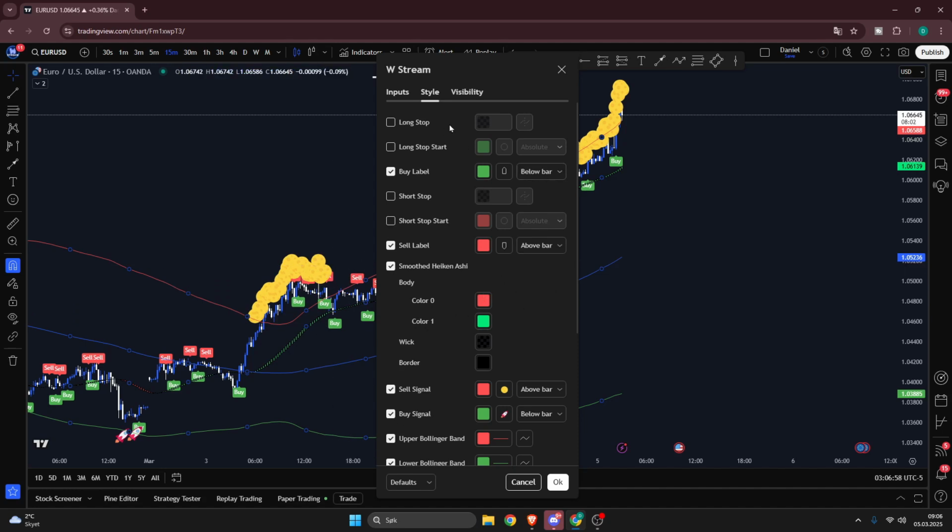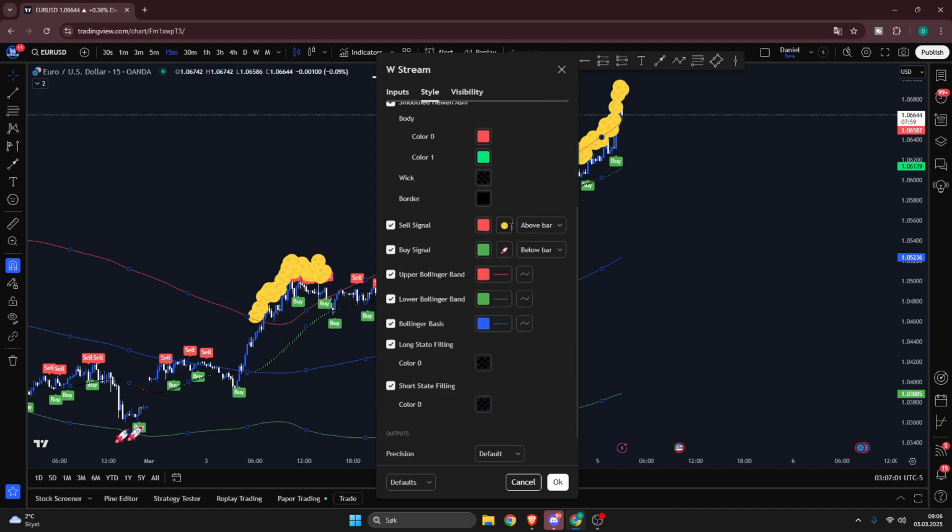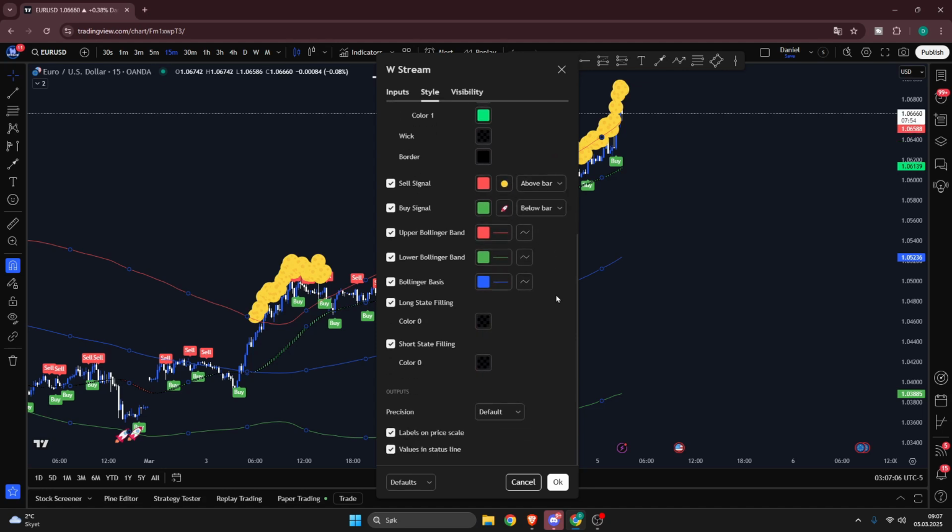You can change some colors if you want that as well. You can change the emojis to something you like. I like the rockets and the moons because it's crypto, right?